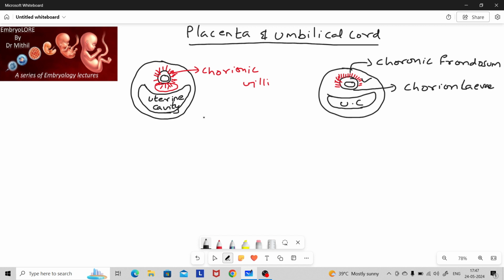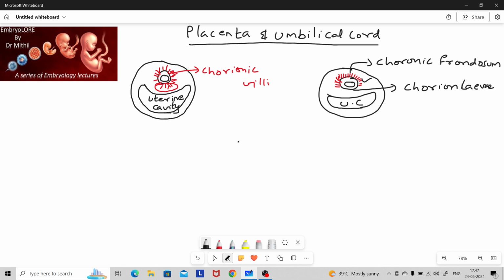Due to which they will be forming two layers. The one which has lost the cell membrane is called the syncytiotrophoblast, and that will be the superficial one. You can remember S for S: superficial is syncytial, deep is the cytotrophoblast. Now let us try to understand this diagram-wise.